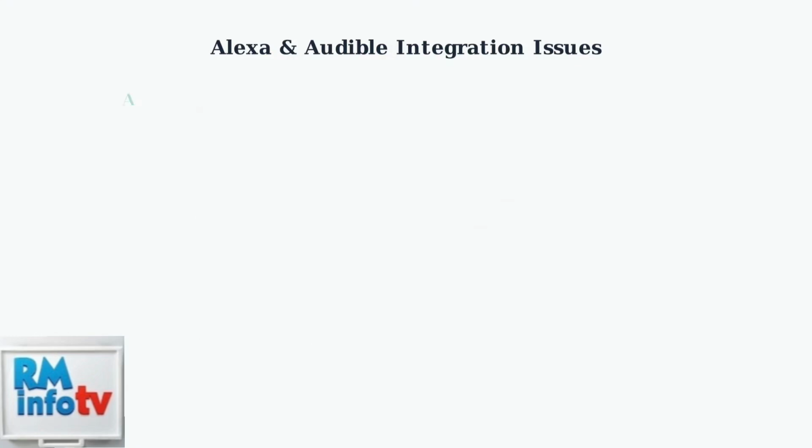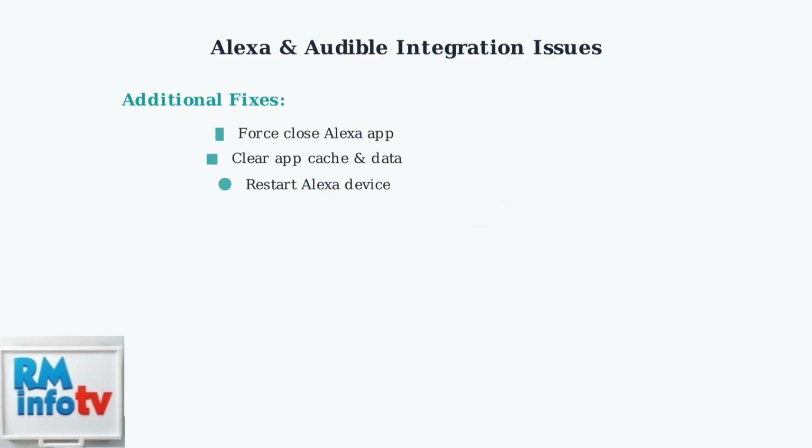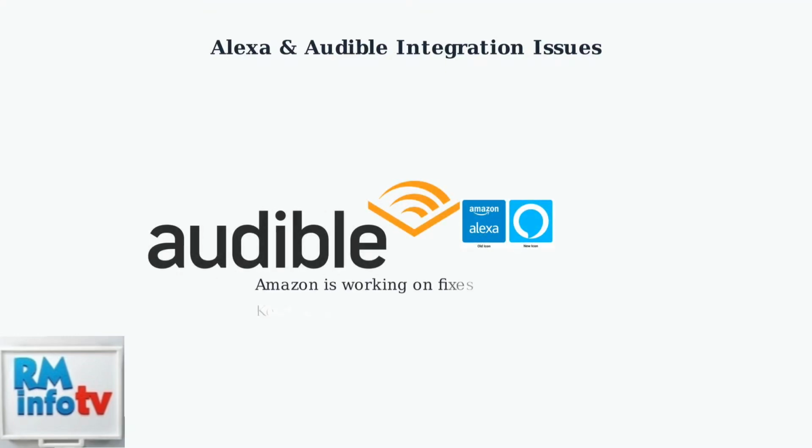If the skill unlinking doesn't resolve the issue, try these additional steps. Force close the Alexa app, clear its cache and data, then restart both your mobile device and Alexa device. Amazon is actively aware of these integration issues and is working on permanent fixes. Keep your apps and devices updated to receive the latest improvements as they become available.